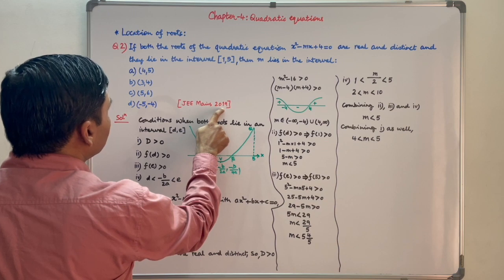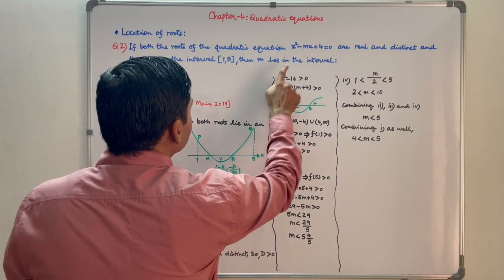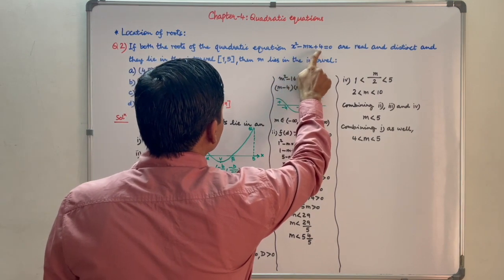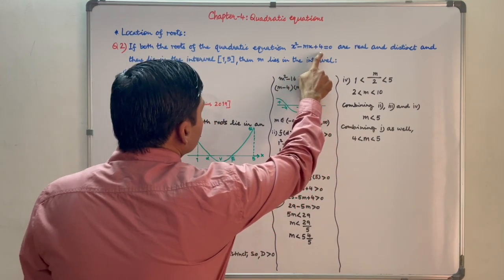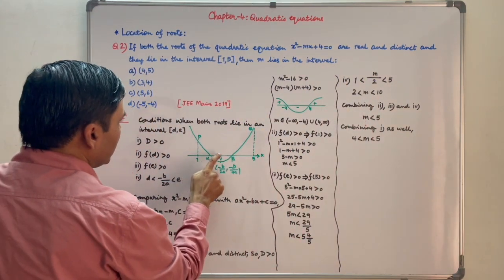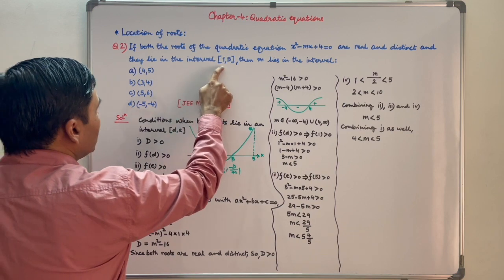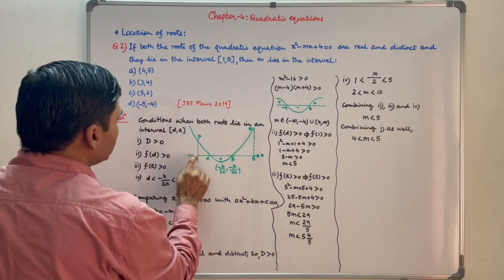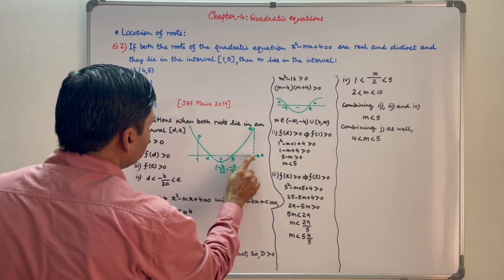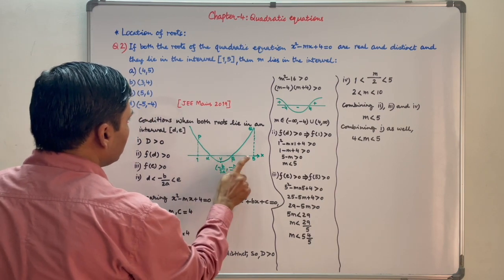First we will draw the graph. Suppose this curve represents y is equal to x square minus mx plus 4. Given that roots are real and distinct. Suppose roots are alpha and beta. It is also given that they lie in the interval (1, 5). Suppose this is point 1 and this is point 5. So roots alpha and beta lie between 1 and 5.